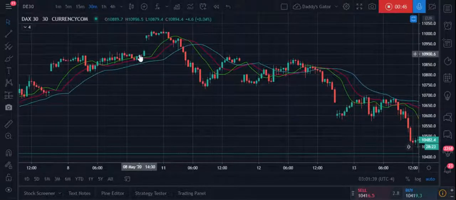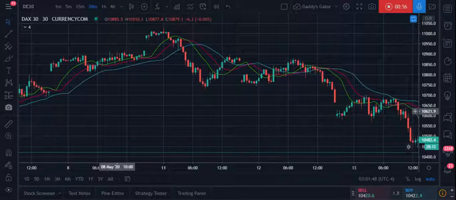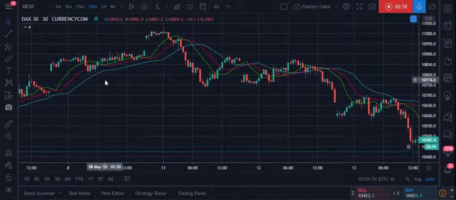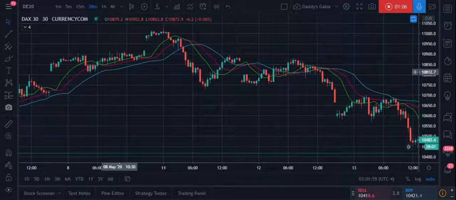Now, disclaimer, this is not the strategy that I use on a regular basis. I do use it to scalp. It is a very, very good trend indicator, and that's what it's for. It's for trading in a trend and spotting a trend. Okay?